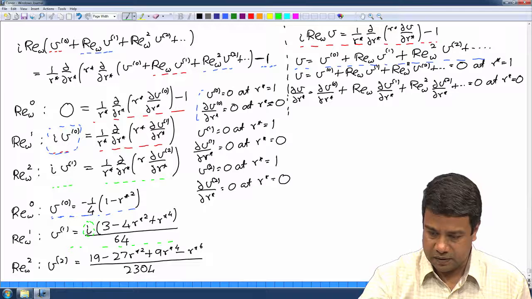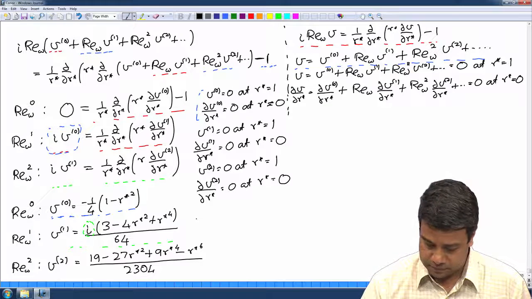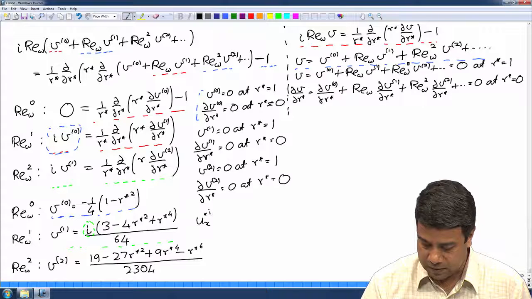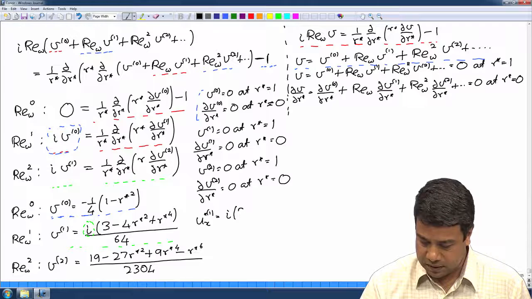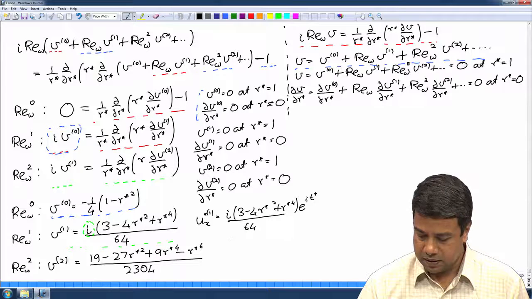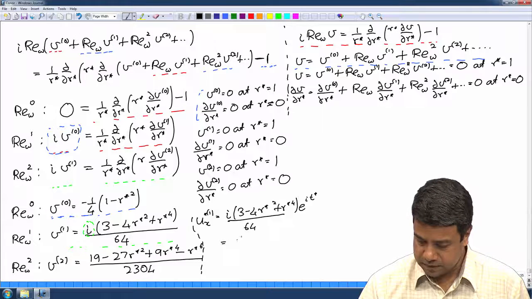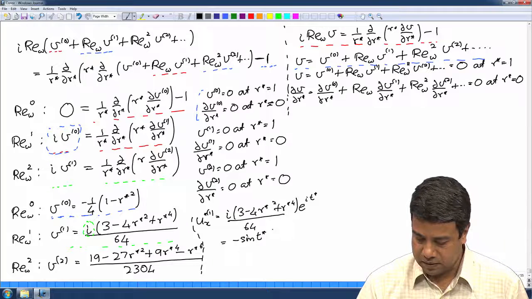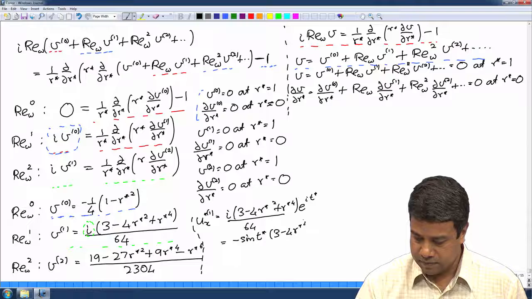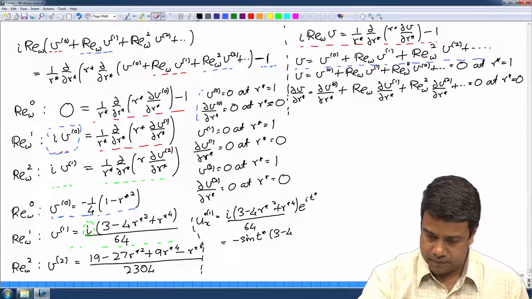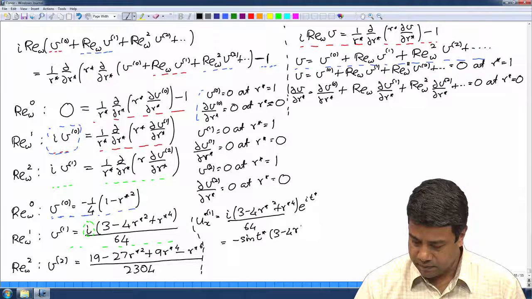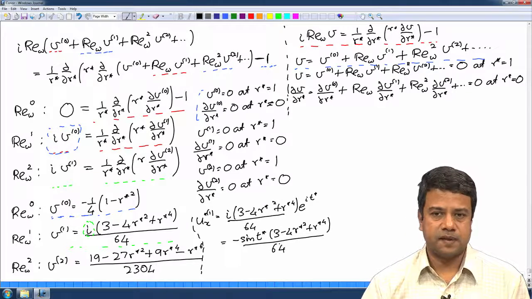Because I have an i here, ux star 1 will be equal to i times (3 minus 4r squared plus r power 4) divided by 64, times e power i t. If I take the real part of that, I will get minus sine t star into the same radial function, so that I am getting something that is exactly out of phase.